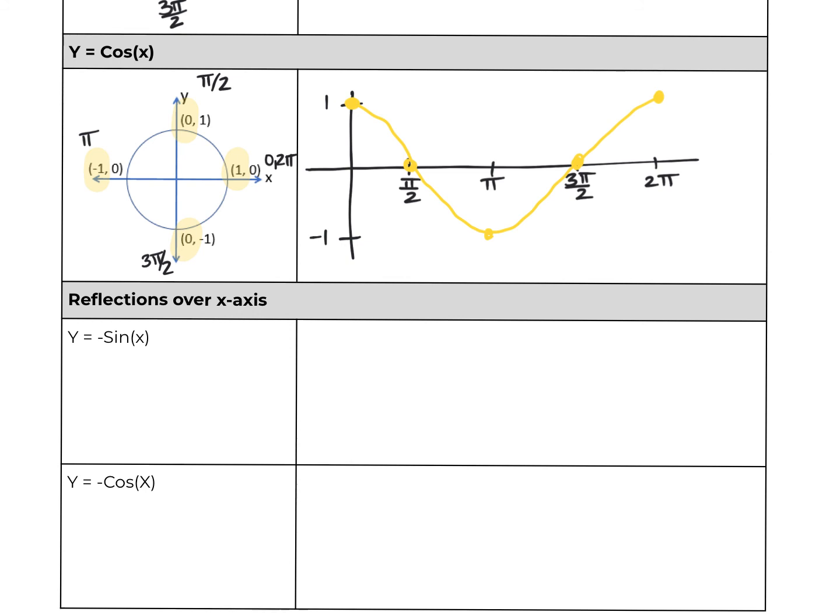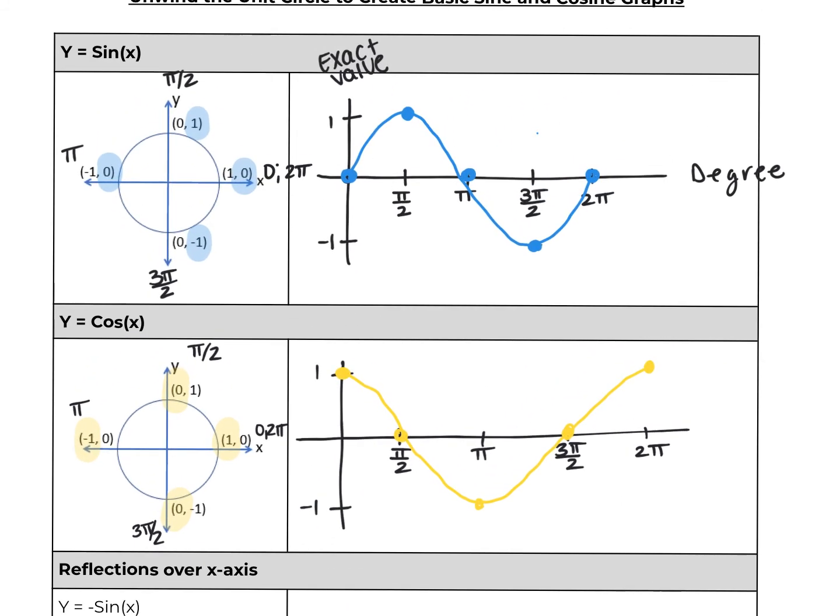So just to recap, cosine is the x value. I'm starting at 0, which is here, 0 degrees. The x value is cosine, so 1, then 0 at pi over 2, then -1 at pi, 0 at 3 pi over 2, and then back up again at 1. So that's it for my basic sine and cosine graph. Sine, if you take a look, always starts at the midline, and cosine starts up here at my maximum.